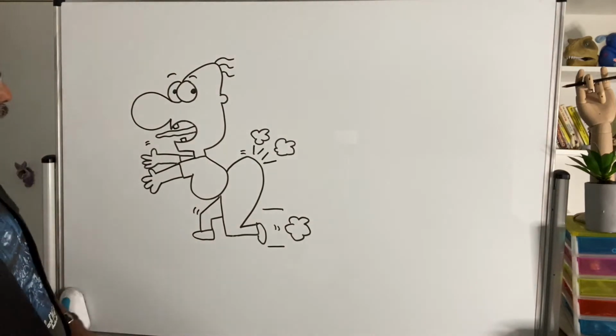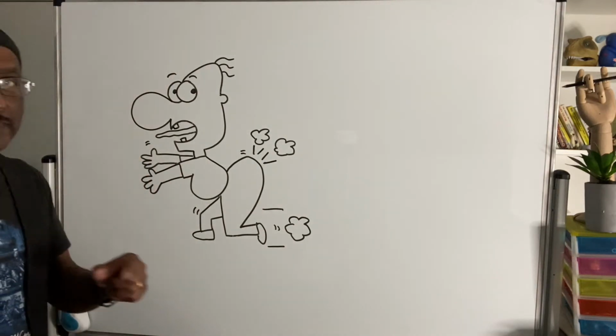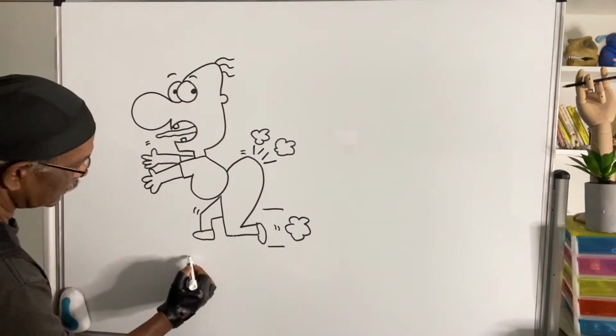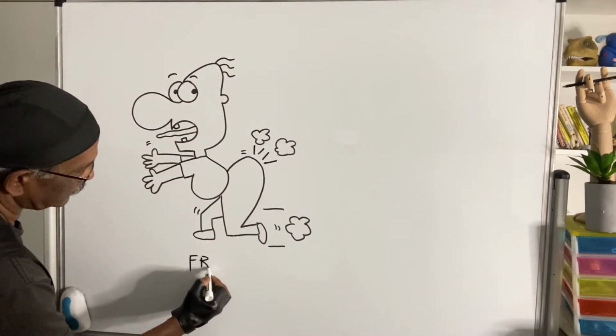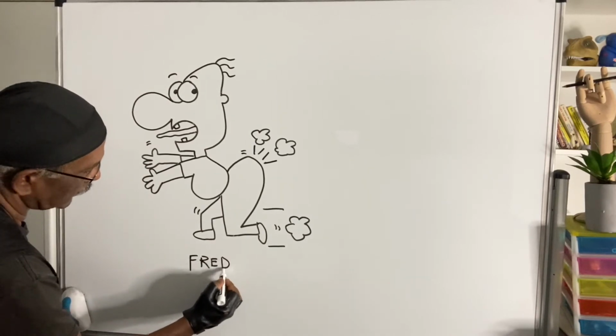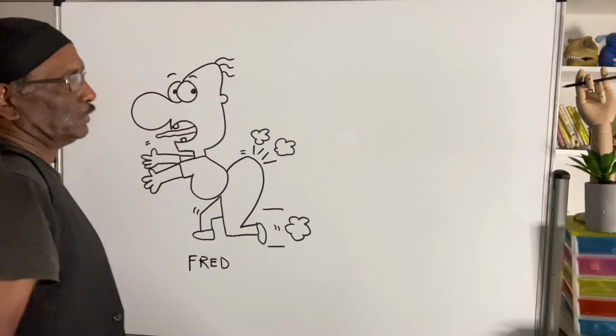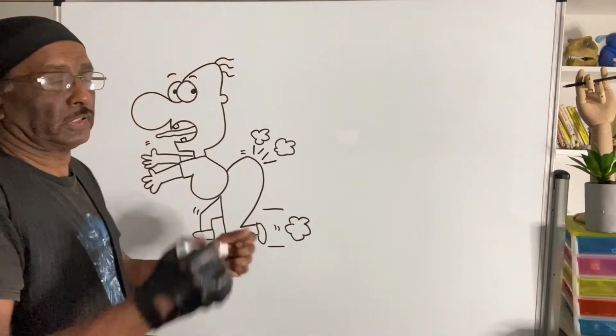So now we got the guy done, and let's give him a name. Every cartoon that you create, you've got to give him a name. So let's give him a name. Let's call him Fred. Now let's draw the lady. Oh, she was chasing him. She looked angry. She was shouting at him.